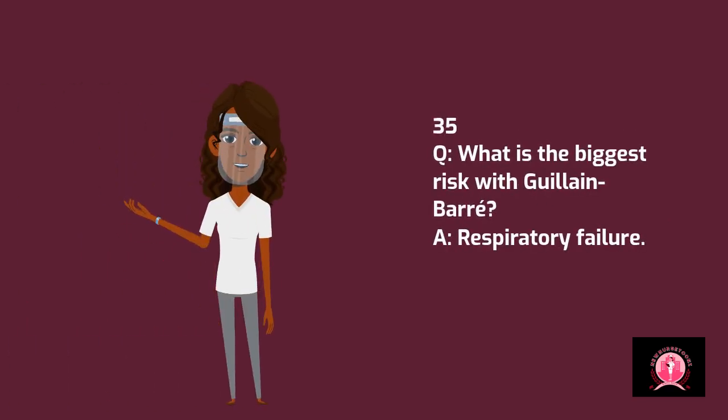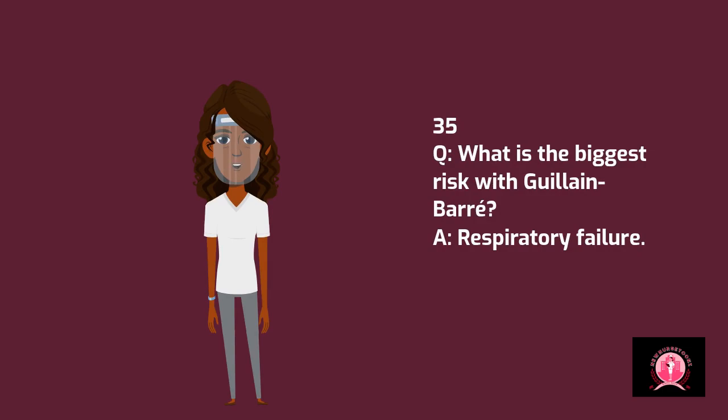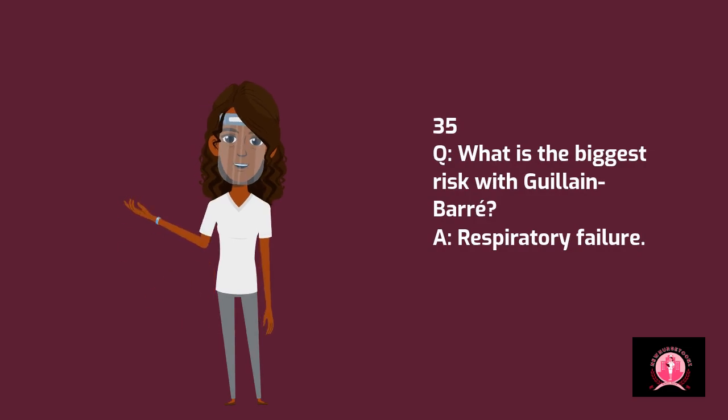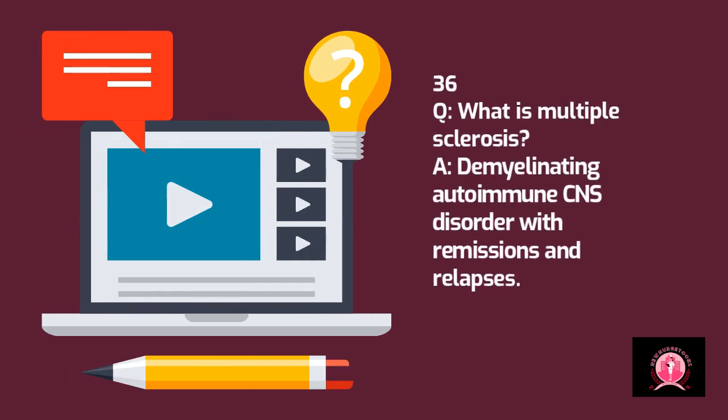35Q. What is the biggest risk with Guillain-Barré? A. Respiratory failure. 36Q. What is multiple sclerosis? A. Demyelinating autoimmune CNS disorder with remissions and relapses.